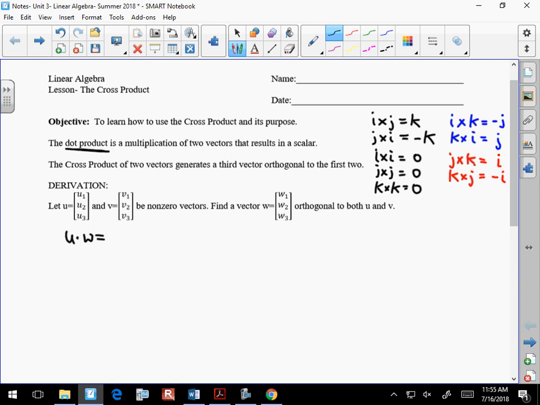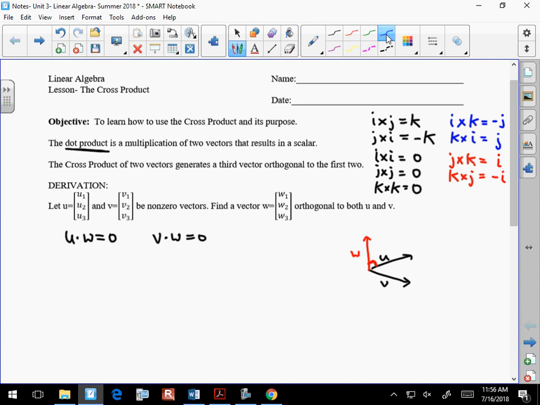That dot product should be equal to 0, and v dot w should be equal to 0. All right, the idea being that if you have a vector in the direction of u, a vector in the direction of v, you'd have w shooting out from there. Each one of those would be themselves perpendicular to the given vector. All right, so that's our start.